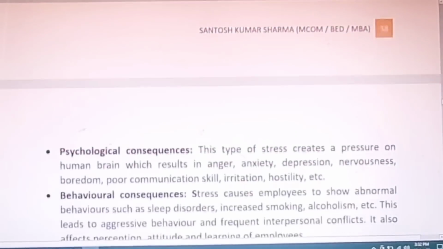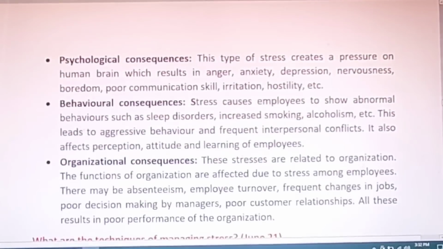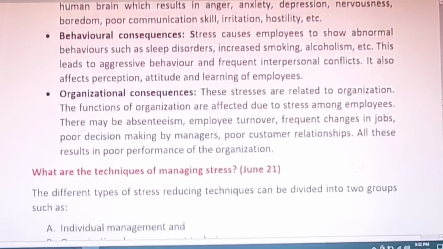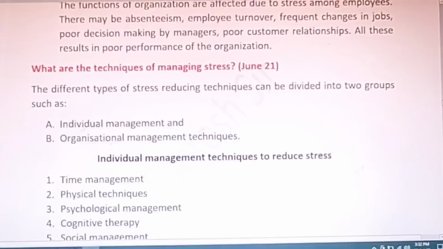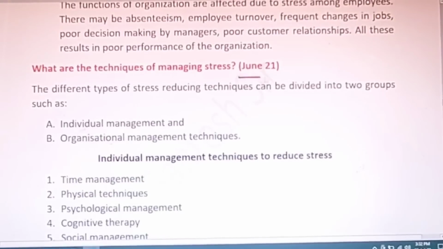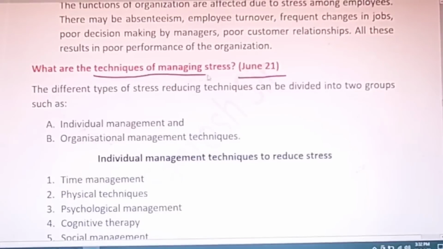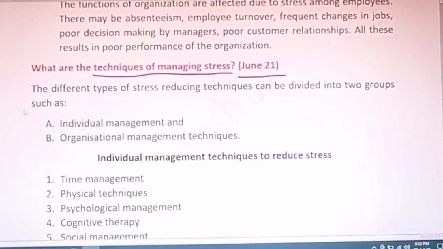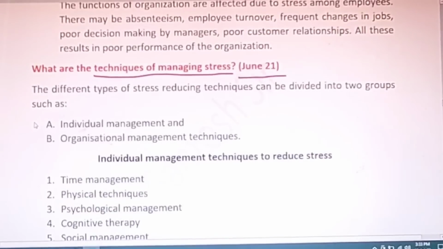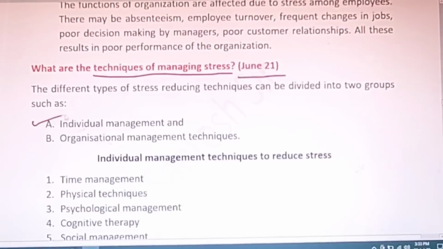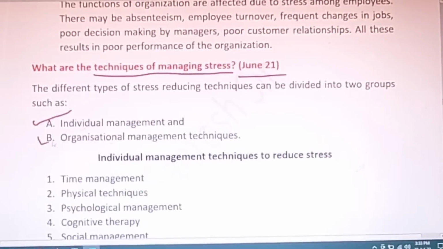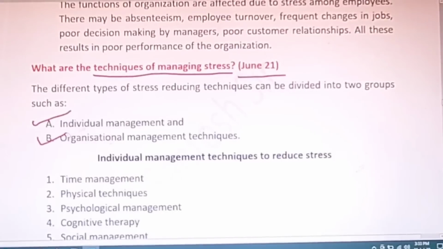stress. Then we have psychological consequences, behavioral and organizational consequences. Now this question also came in the June 2021 examination: the different techniques of managing stress. Basically there are two techniques: one is individual management and the other is organizational management techniques.